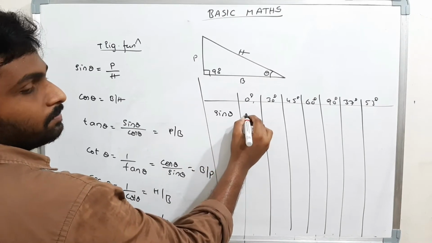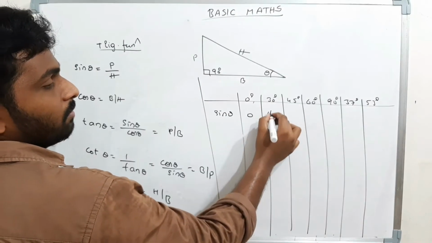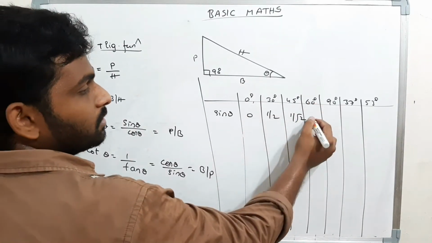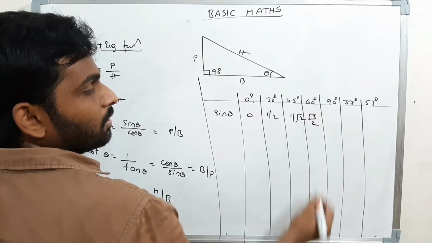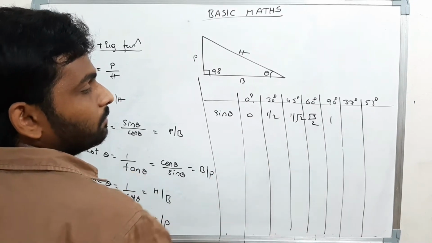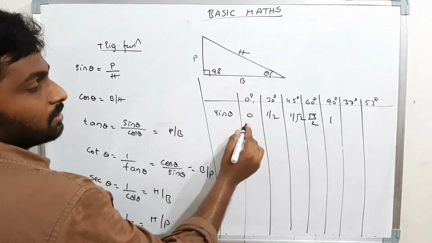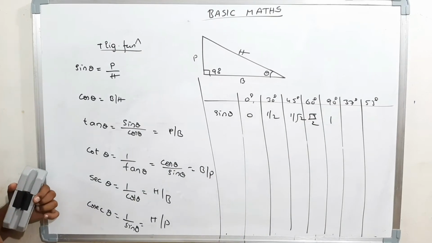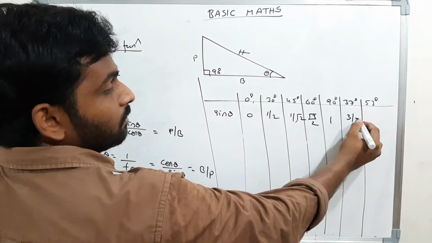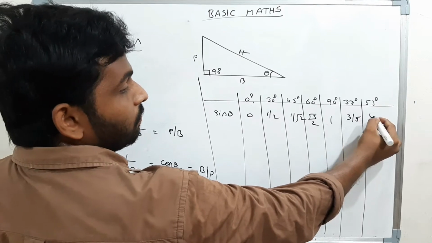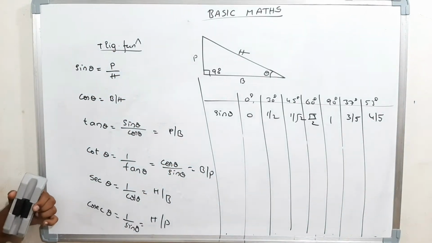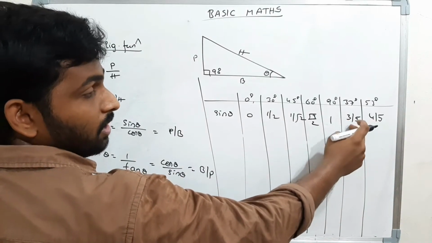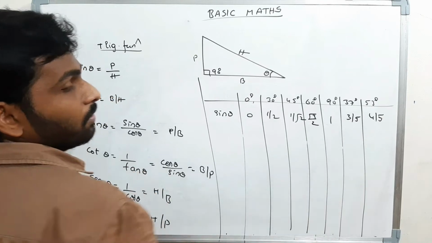Now, sin 0 is how much? 0. Sin 30 is 1 by 2. Sin 45 is 1 by root 2. Next, sin 60 is root 3 by 2. Sin 90 is 1. Sin is an increasing function. The values of sin increase from 0 to 1, from 0 degrees to 90 degrees. And sin 37 is 3 by 5 and sin 53 is 4 by 5. These are very important and very easy to simplify. So in many questions they will ask 37 and 53, 3 by 5 and 4 by 5.